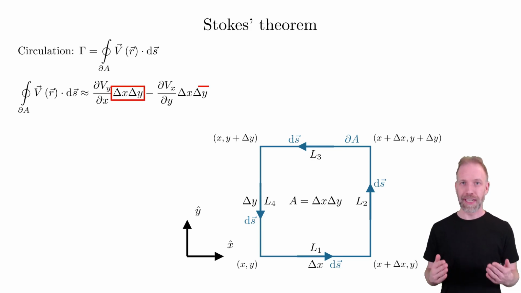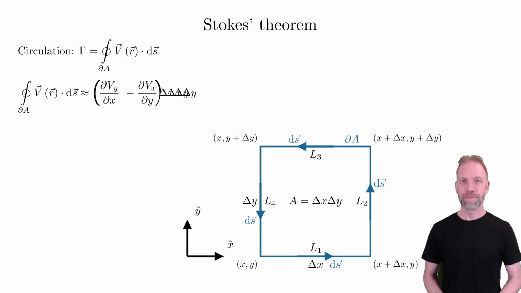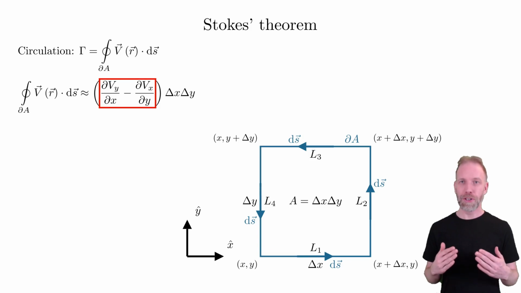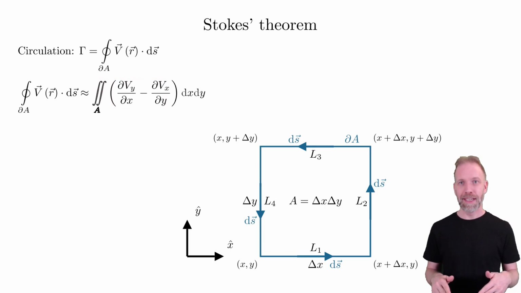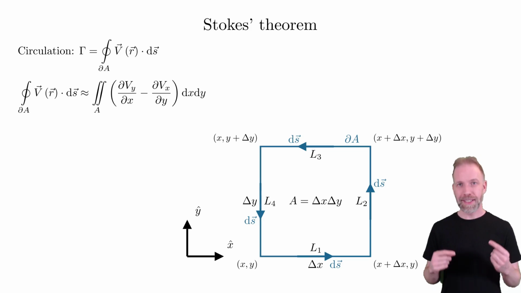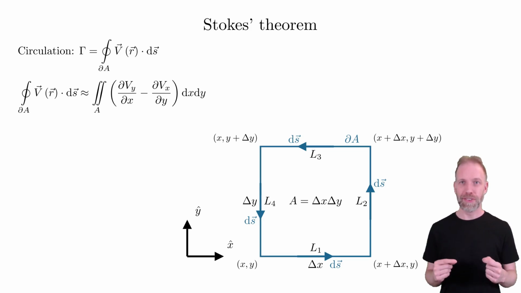Both terms now contain the area delta x delta y. If our rectangle is small, the partial derivatives will approximately be constant. Then, we can instead write the expression as an integral over the area. This is the relationship between a closed curve integral and the area integral in 2D. However, we have only shown it for a very small rectangle.